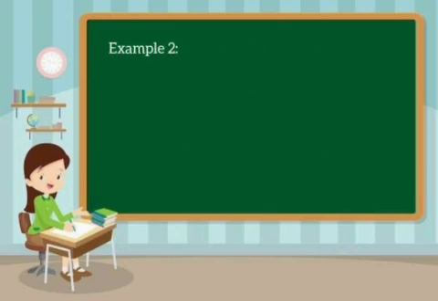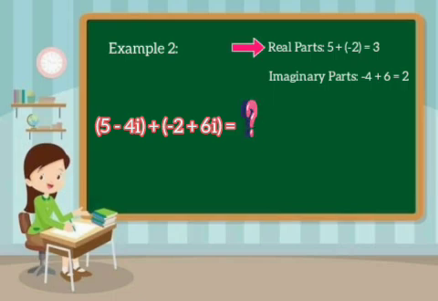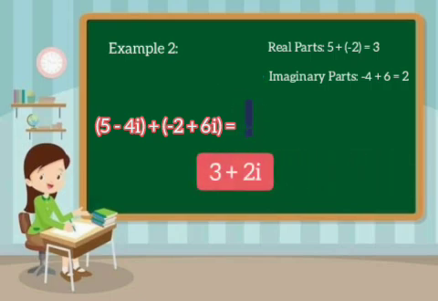Now let's have example 2. Add 5 minus 4i and -2 plus 6i. Add the real parts first. 5 plus -2 equals 3. And then add the imaginary parts. -4 plus 6 equals 2. So the sum is 3 plus 2i.